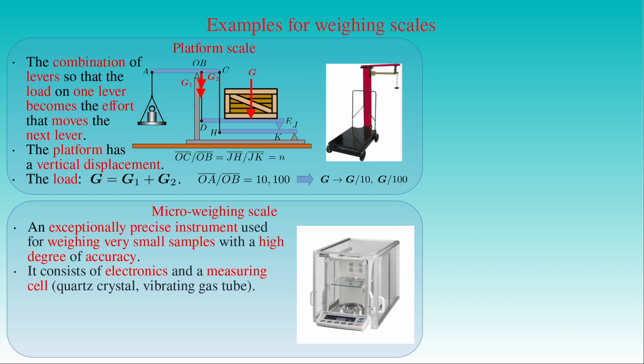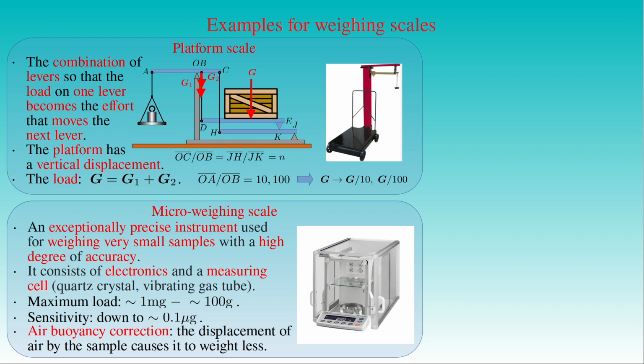The cells in tapered element oscillating microbalances use a small vibrating gas tube measuring the mass concentration of aerosol particles, where the oscillation frequency of the tube changes when aerosol particles are deposited on it. Micro-weighing scales normally offer the maximum capacity between 1 mg and a couple of hundred grams and readability or sensitivity down to 0.1 microgram. An important problem with high-resolution balances is related to the corrections of the buoyancy effects.